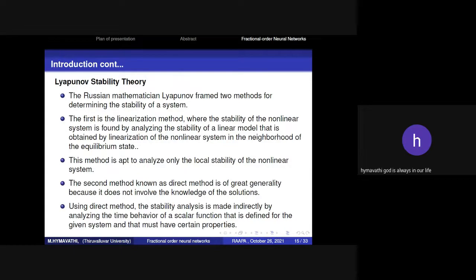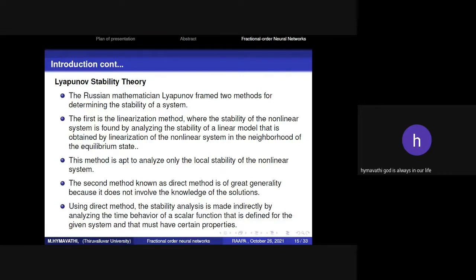Now we have to discuss the Lyapunov stability theory. The Russian mathematician Lyapunov gave methods for determining the stability of systems. The first is the linearization method, where the local stability of a nonlinear system is found by analyzing the stability of a linear model that is obtained by the linearization of the nonlinear system in the neighborhood of the equilibrium.